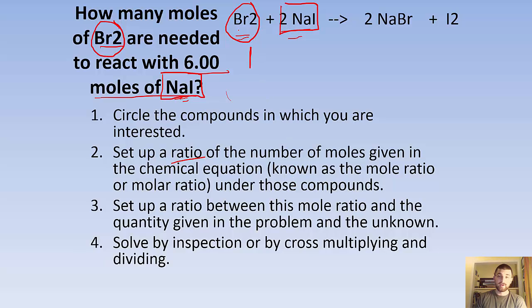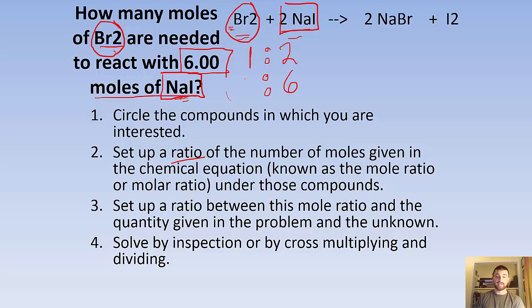So it says 1 Br2, right? That blank is a 1. It needs 2 NaI. So now I set up the ratio between what the equation says and what's given in the problem. So this 6 moles, well, is that 6 moles of NaI or 6 moles of Br2? Well, it's 6 moles of NaI. So I box that one, so I know I've got to put it on the box side.